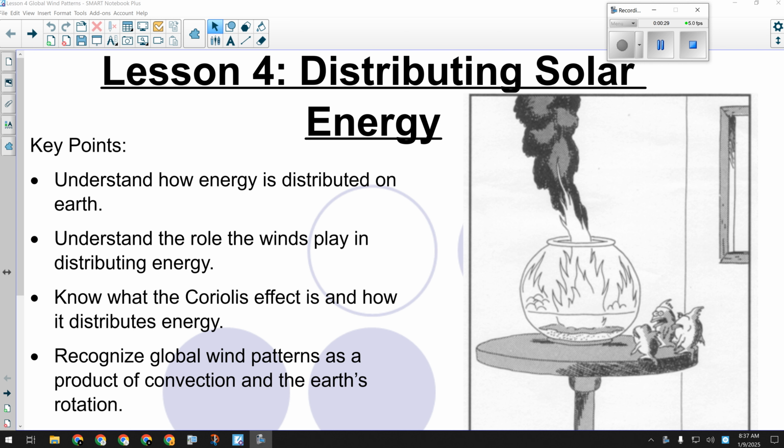And then after this lesson, we're going to move on to specific heat capacity today so that tomorrow we can start latent heat and finish that Monday.